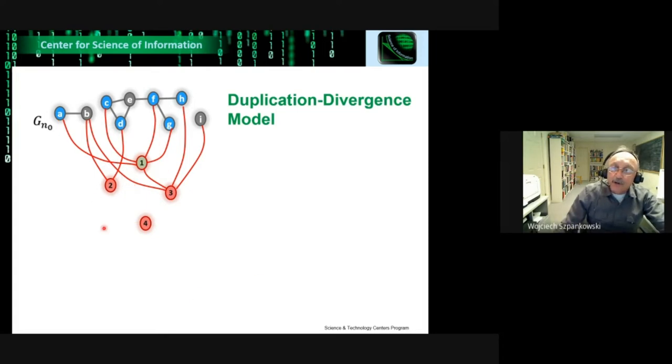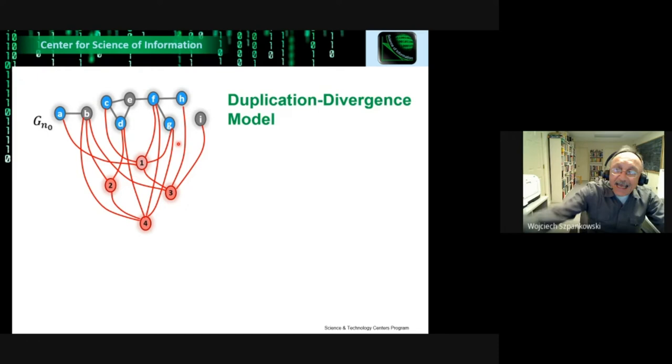Let me do an example. A new node arrives, 4. Node 4 arrives. It selects uniformly one of the nodes, which is 1. This was the node that arrived, by the way, at time one. Node one has these neighbors. So four connects to all of these neighbors. And then parts A and B happen. It deletes some of the connections, but that's not the end. And it adds extra connections to all of these nodes that were not selected in part A.